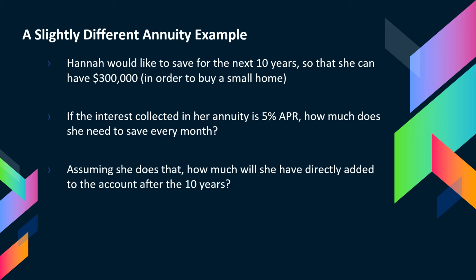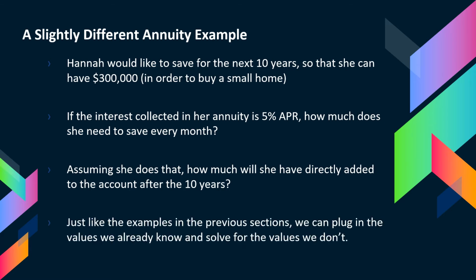And more importantly, how much of that money that she will have saved in the end was directly added by her as opposed to being added by the interest? Like, the interest is going to add something, but how much of it is just her? And in the previous sections, we can plug in the values we already know and solve for the values we don't. That's true for the first bit. It's not true for the second bit. Well, sort of. But we'll get to that in a second.